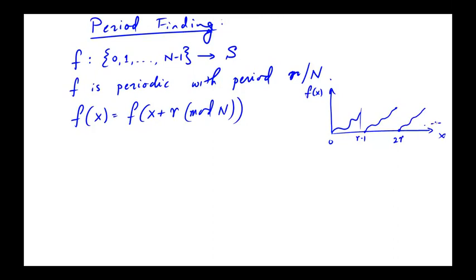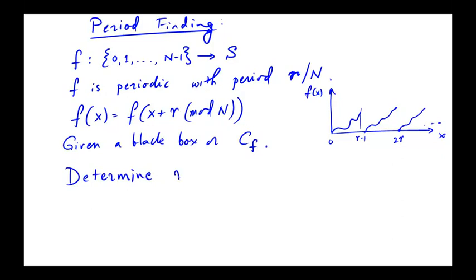And the way this function is specified to you is by a black box or some program to compute f. So you're given a black box or a circuit, C sub f. And what you want to do is determine the period r.